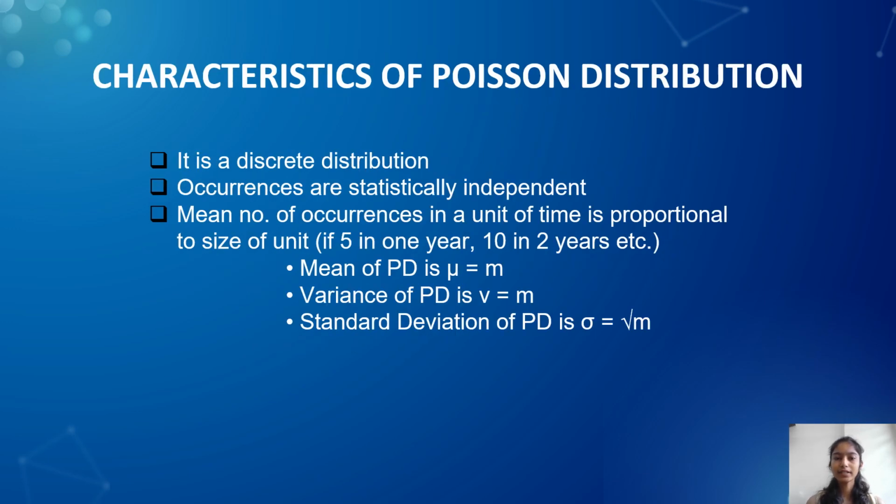Characteristics of Poisson distribution. It is a discrete distribution. Occurrences are statistically independent. Mean number of occurrences in a unit of time is proportional to the size of the unit, like 5 in 1 year or 10 in 2 years. The mean of Poisson distribution is equal to m. The variance of Poisson distribution is equal to m, and the standard deviation of Poisson distribution is equal to root of m.